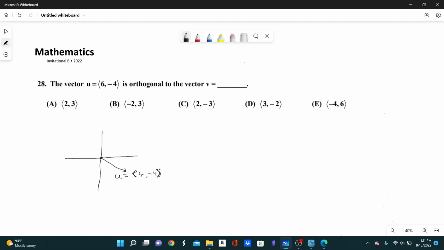And then what it means to be orthogonal is pretty simple. All it means is that it's going to be perpendicular. So if you have a vector like this, it's just going to be perpendicular. And the way you find out if something is orthogonal is when you take the dot product, you end up with 0. So a little bit about what dot product is.